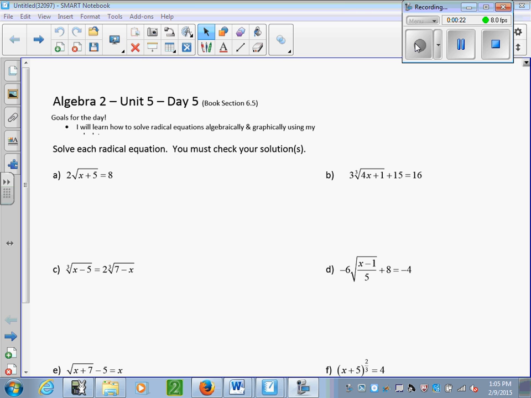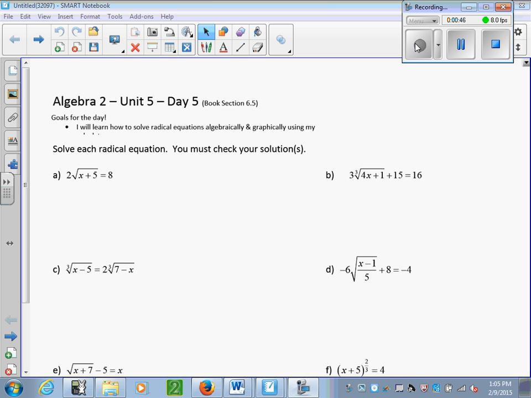Up till today in this unit, remember last class we talked about adding and subtracting radicals with variables. The class before that was just adding and subtracting radicals without variables. At the beginning of this unit, we talked about multiplying and dividing radicals with and without variables. So today we're going to talk about solving radical equations algebraically and graphically.